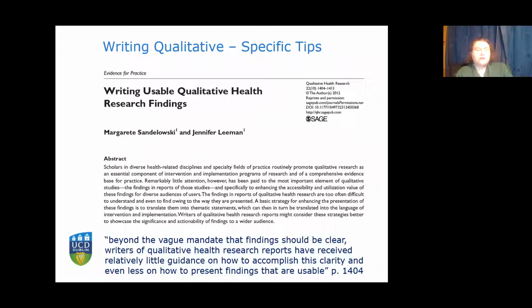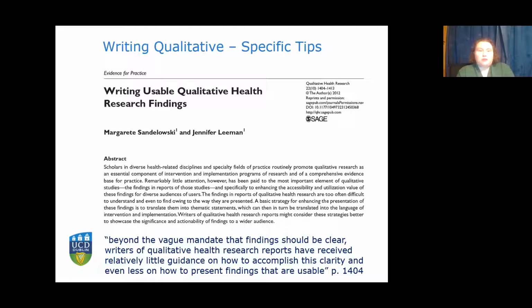So in a few moments, I'm going to say a little bit about existing standards for writing and reporting qualitative research. But what Sandelowski and Leeman say is they criticize some of these structures, some of these systems, and say that beyond the vague mandate that findings should be clear, writers of qualitative health research reports have received relatively little guidance on how to accomplish this clarity, and even less on how to present findings that are usable.